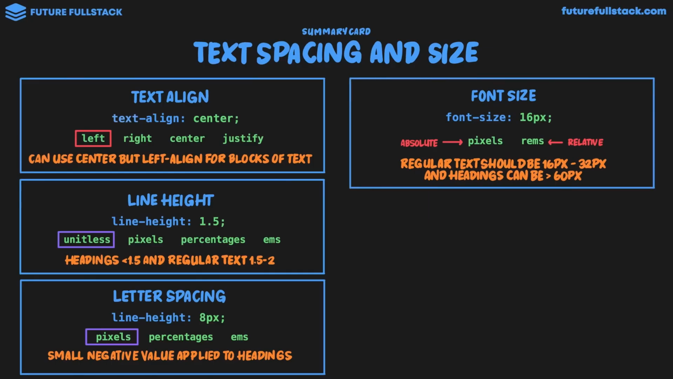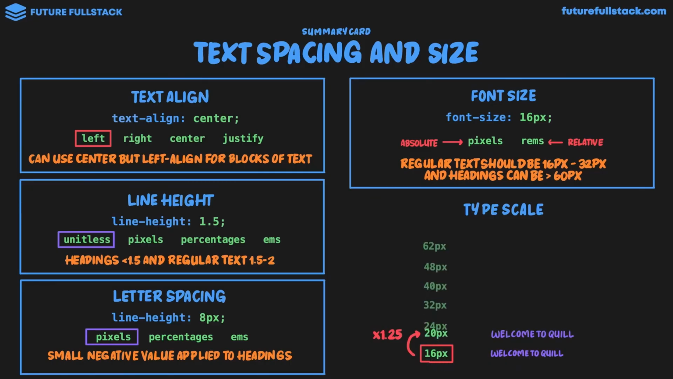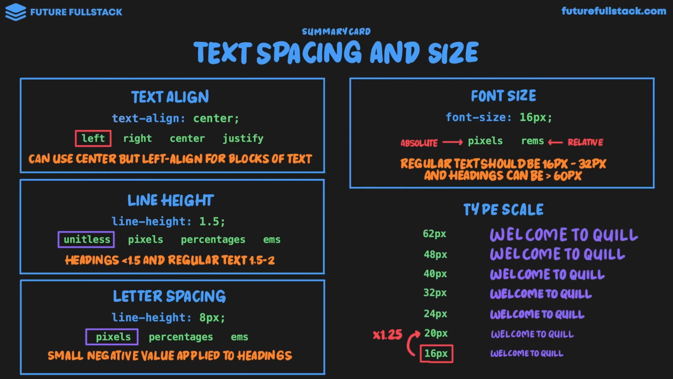We also looked at what a type scale was, where we start with the base unit, like 16 pixels, and then apply a scaling factor like 1.25 to give us the next value up, in this case 20 pixels. We then continued this to get higher values. And then from these values, we attributed a particular HTML element.